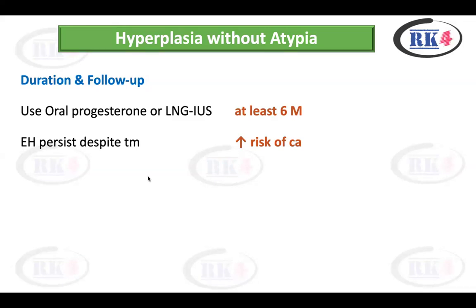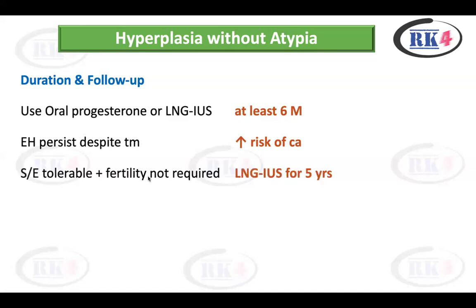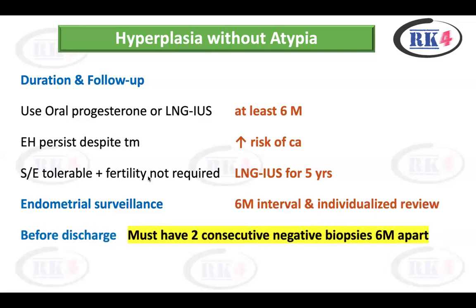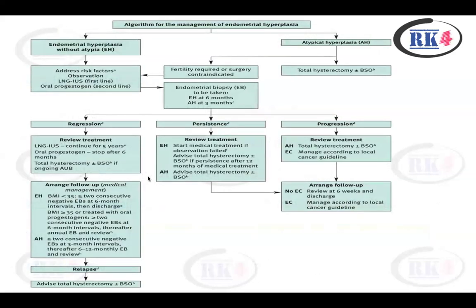So be honest, be open, don't scare the patient, but don't lie to the patient also. And if she can tolerate it, she can use it for 5 years. Before she is discharged from your follow-up, she needs to have 2 consecutive biopsies 6 months apart. You also need to convey this to the patient. Once it regresses and we confirm that this is all okay, then we can discharge you, and then you can refer you further. And this is the flow chart from the Green Top guideline.